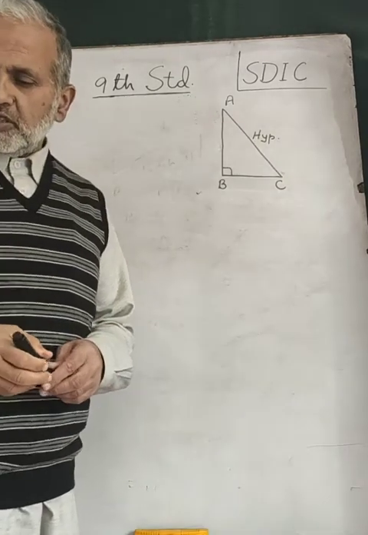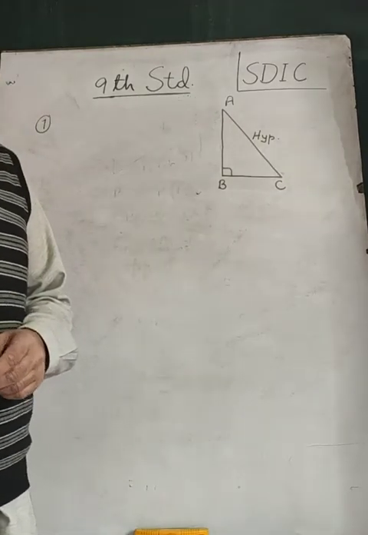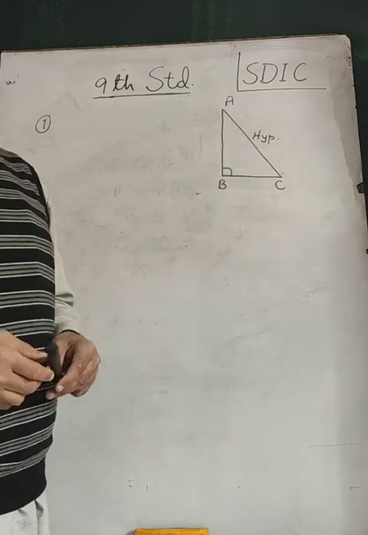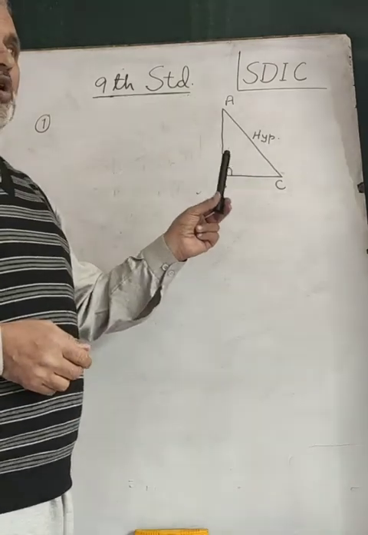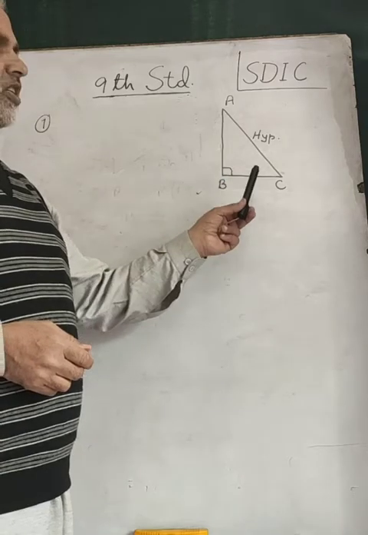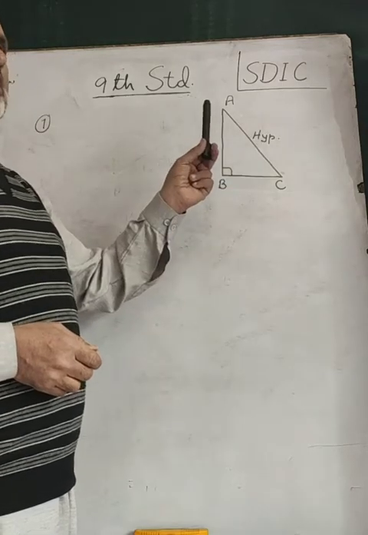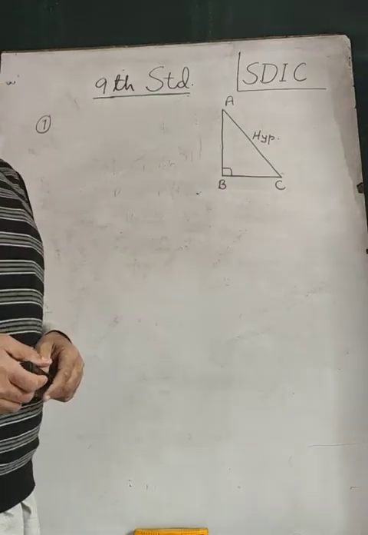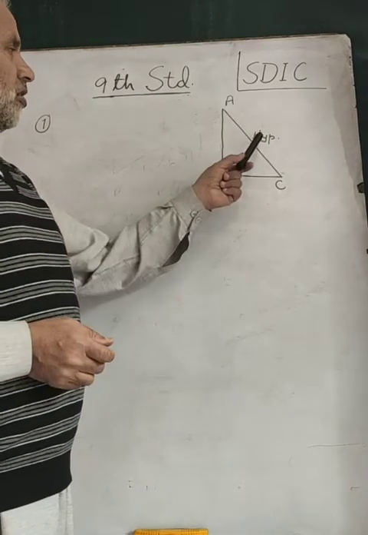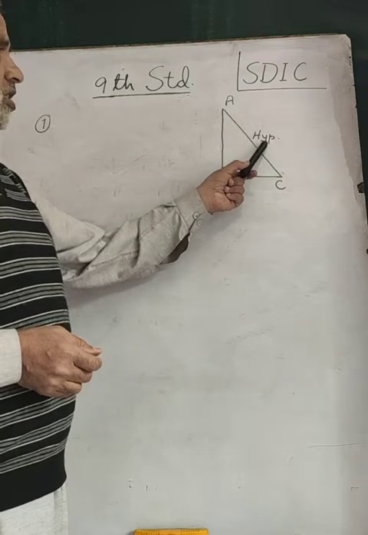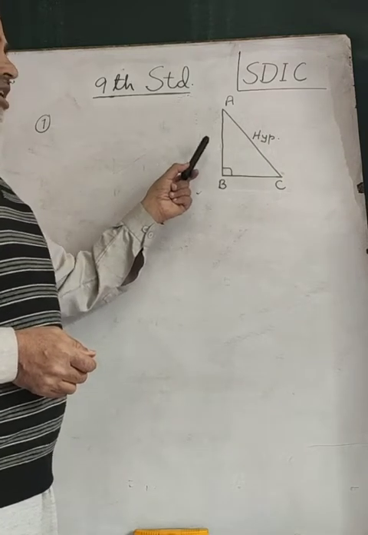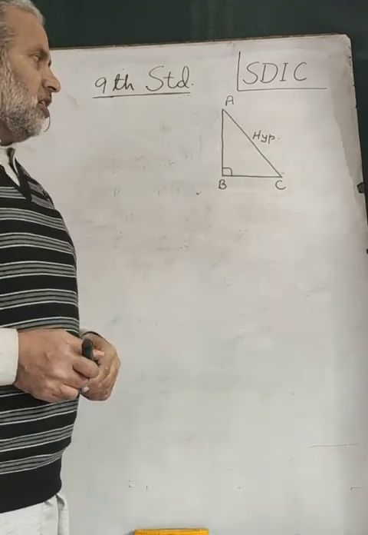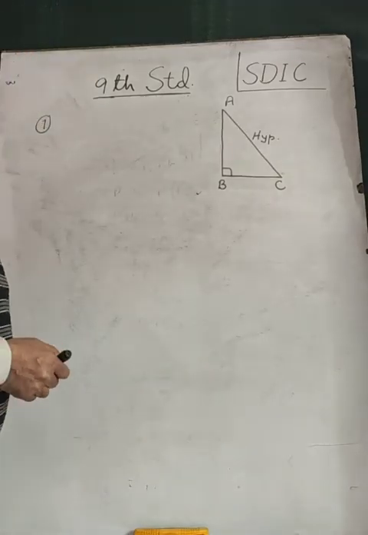Now what are we asked to do? We have to show that the hypotenuse is the longest side. The word longest is used, longer is not used. It is a superlative degree. It is the largest side. Out of the three, therefore, the hypotenuse will be the largest. We have to show this hypotenuse is longer than AB as well as BC. That result we have to prove.